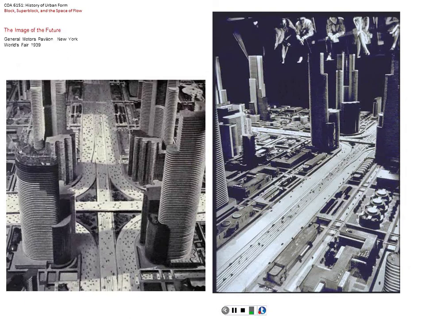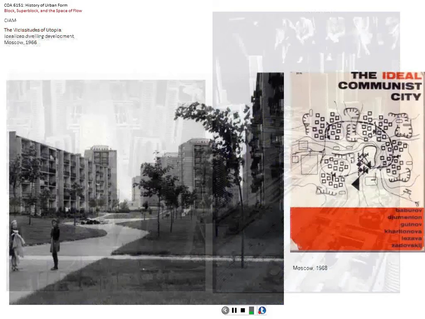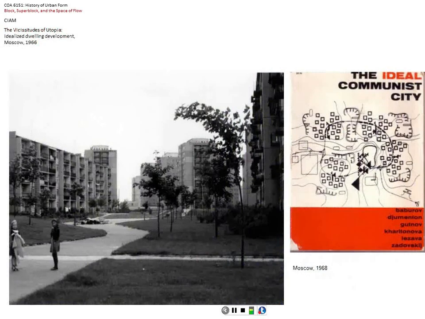Yeah, we actually see it. And of course, people were astonished. Now, the reach of CIM was pretty broad. This is a book that I purchased in 1968. It was published by the University of Moscow, a group of architecture professors, called The Ideal Communist City.